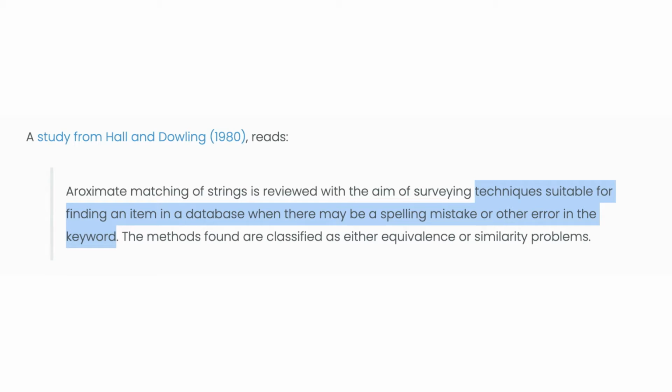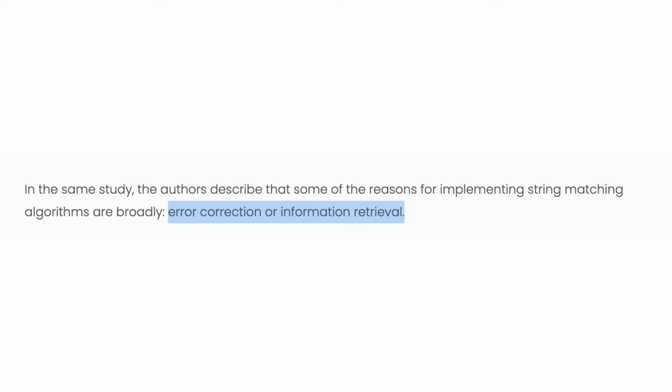In a study from Hall and Dowling in the 1980s, it says that approximate matching of strings is reviewed with the aim of surveying techniques suitable for finding an item in a database when there may be a spelling mistake or other error in the keyword. The methods found are classified as either equivalence or similarity problems. In the same study, the authors described that some of the reasons for implementing string matching algorithms are broadly error correction or information retrieval.